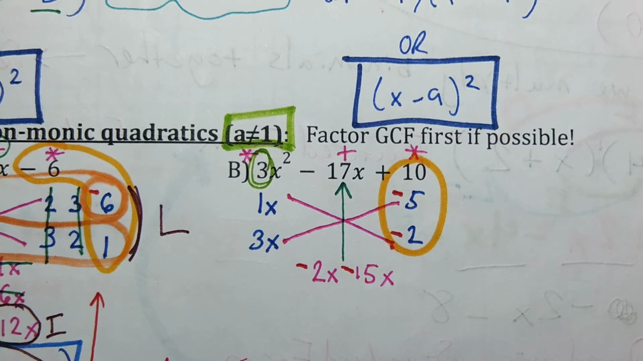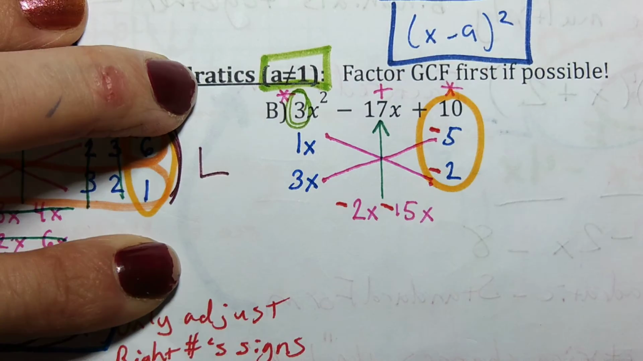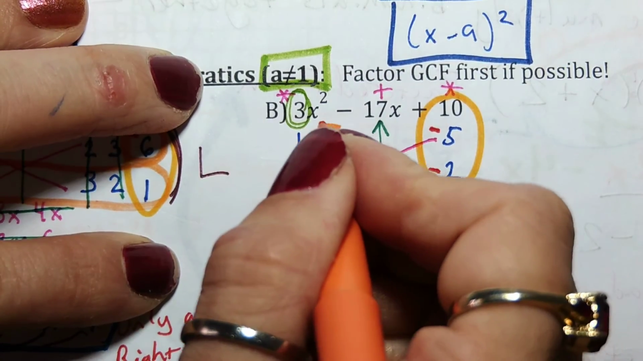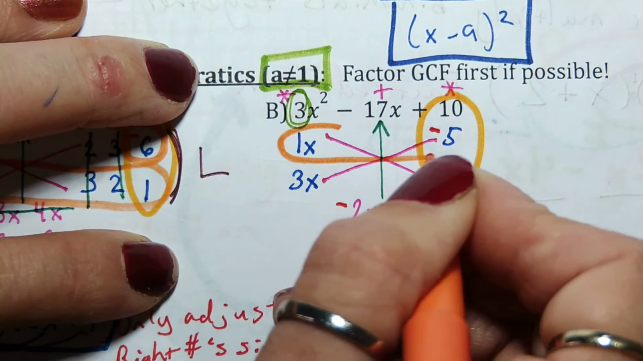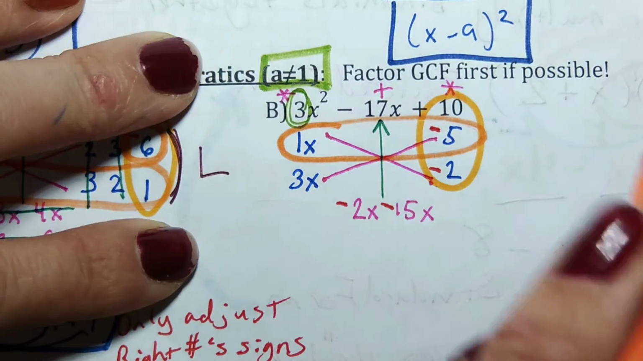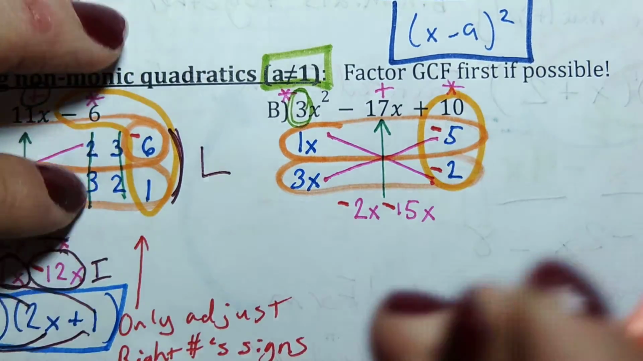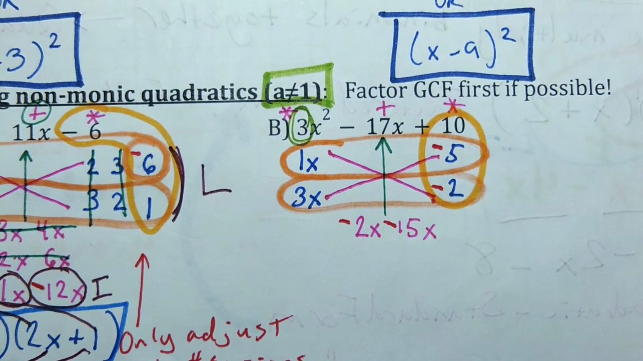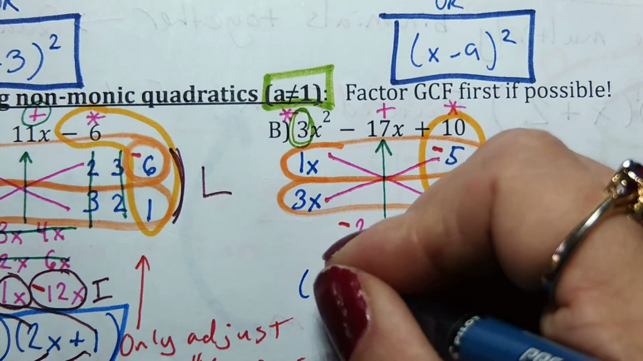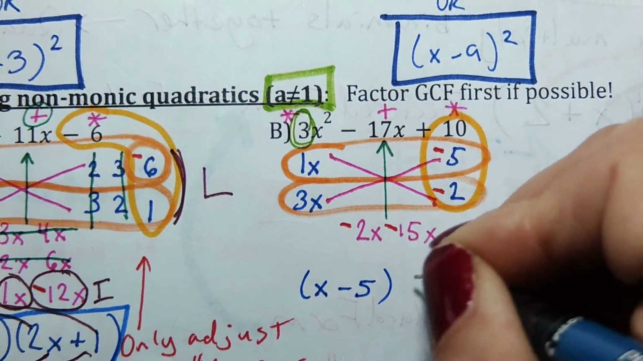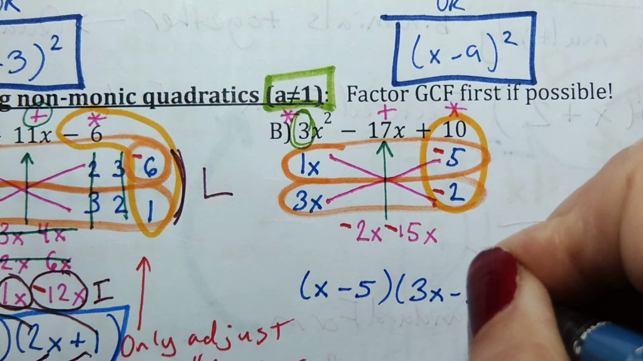Now we need to write them as factors. To write the factors, we go straight across the x. We put the numbers together that we don't multiply. The x with the negative 5 and the 3x with the negative 2. So x minus 5 and 3x minus 2.